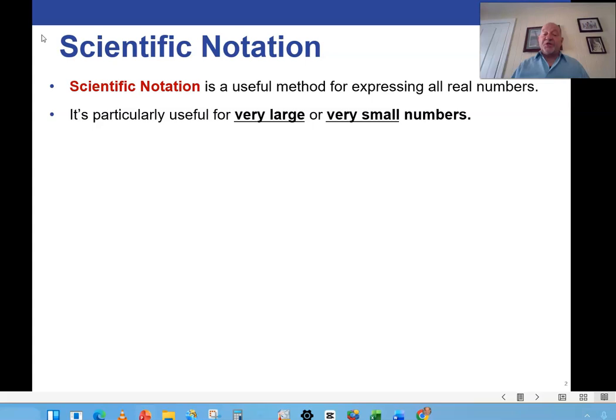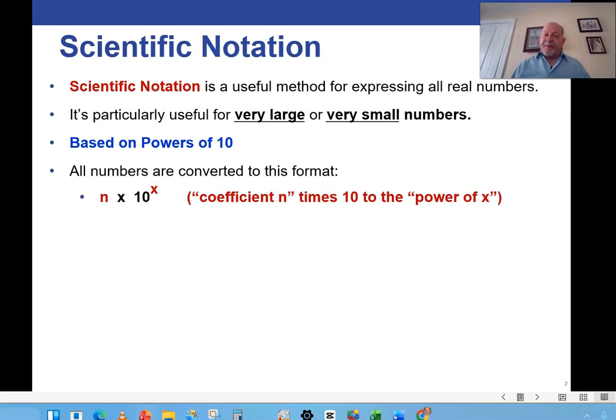So scientific notation is a useful method for expressing all real numbers, but it's particularly useful for displaying very large or very small numbers. It's based on powers of 10. So powers of 10 would be 10 to the 1, which is 10, 10 to the 2, 100, 10 to the 3, 1,000, etc. But we can have negative powers of 10 as well. 10 to the negative 1 is 0.1, 10 to the negative 2 is 0.01. And we'll go over that in another slide. But it's based on powers of 10.